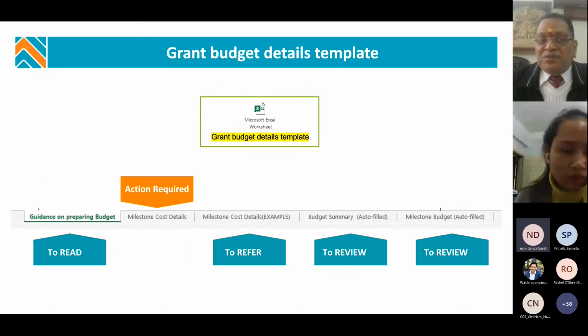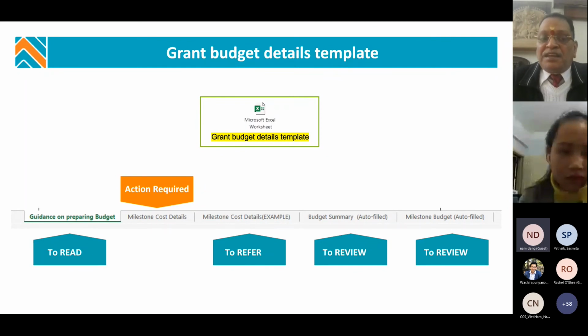So there are 5 tabs. On one is guidance on preparing budget. This will tell you, you just have to read it and understand how you can make this. And second tab, which is a milestone cost details. This is the tab where action is required, where you will need to put in all your details. And to help you fill up this milestone cost details, we have put an example, milestone cost details example. You can just refer to this.